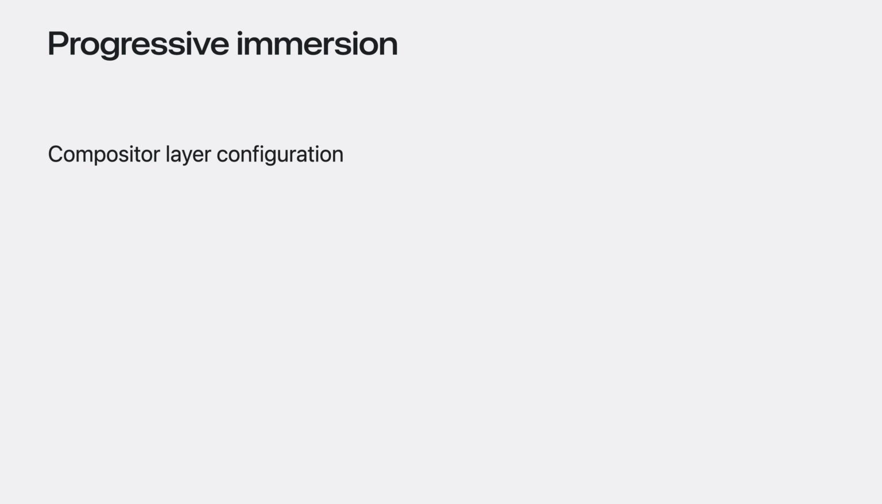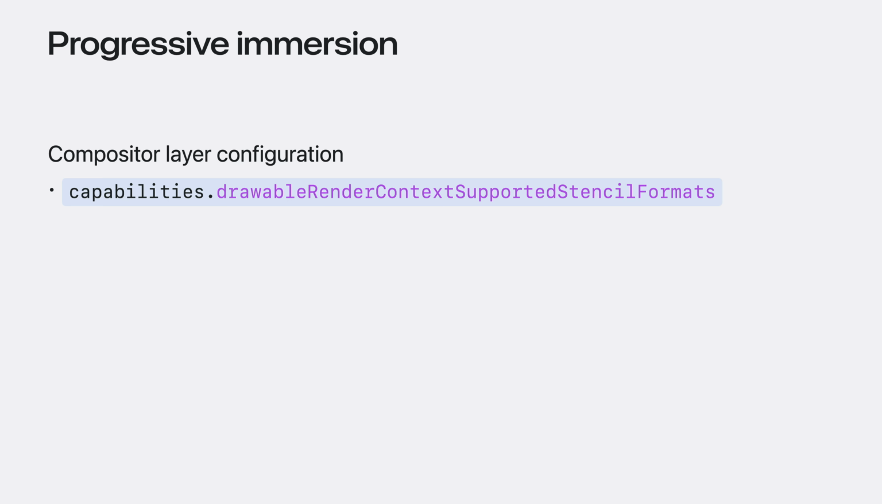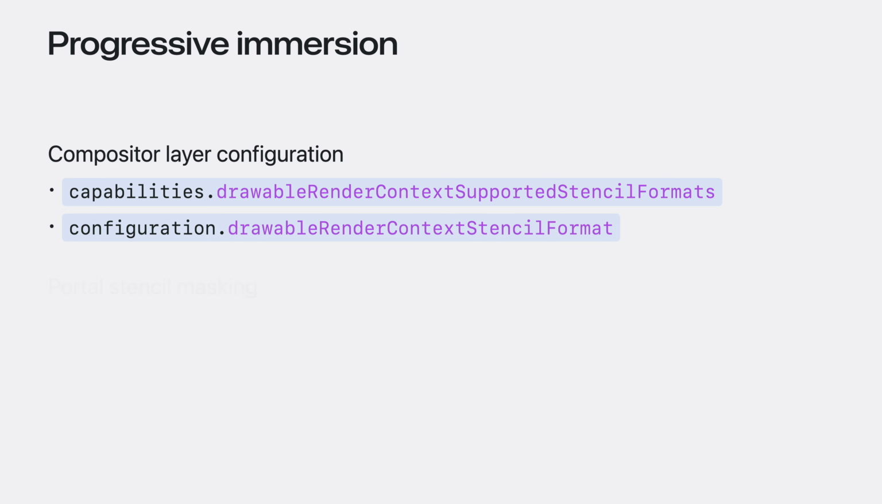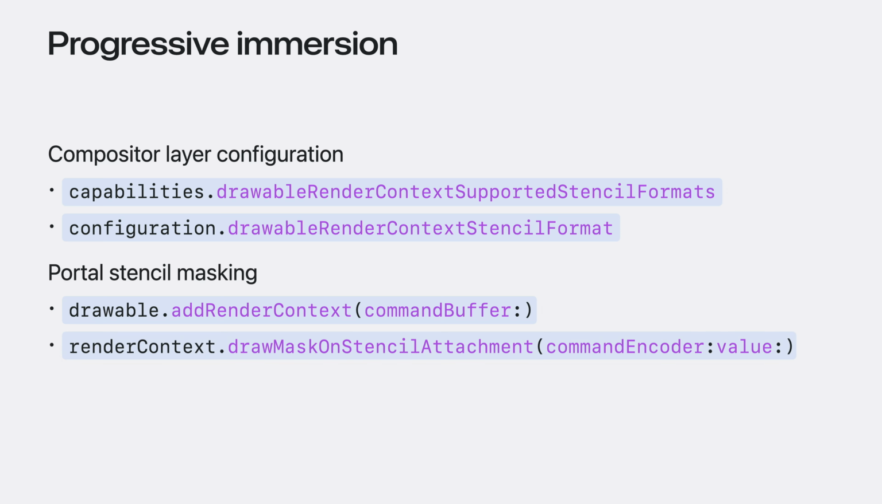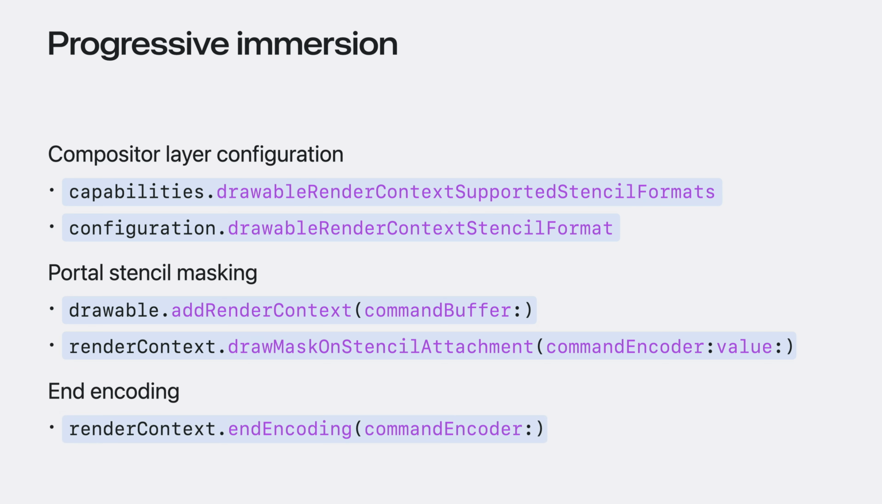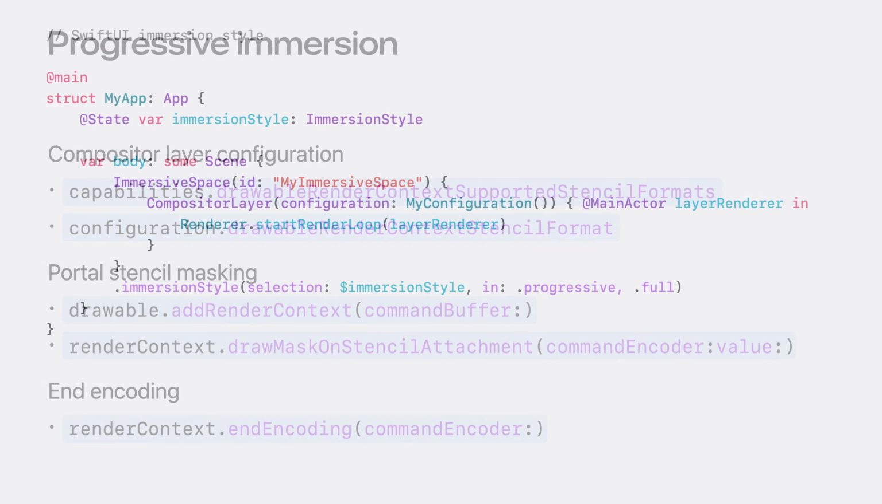In order to use the stencil to avoid rendering unnecessary content, first you configure your compositor layer. Make sure your desired stencil format is supported by the layer capabilities and set it on your configuration. To apply the portal stencil mask, you need to add a render context to the drawable with your command buffer. Drawing your mask on the stencil will prevent any invisible pixels from being rendered. You also have to end the encoding through your render context, instead of directly ending your command encoder. This way, the portal effect is efficiently applied over your content.